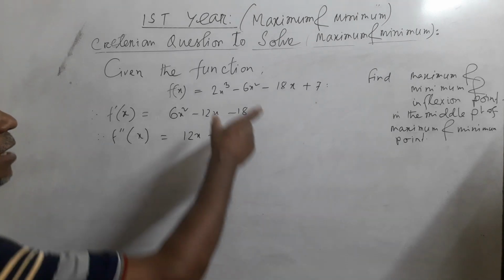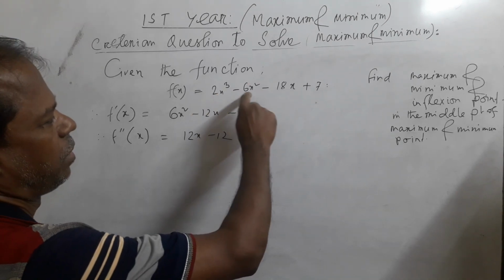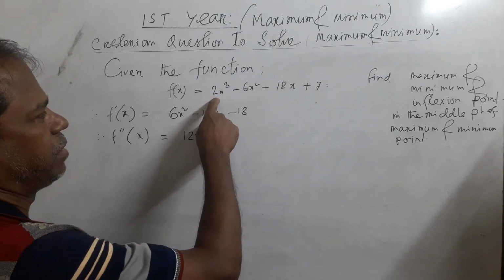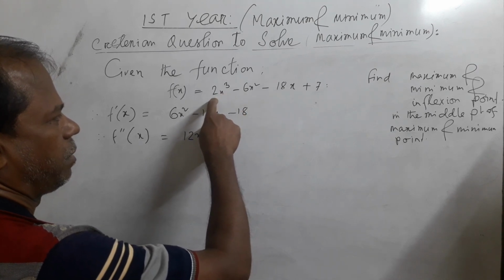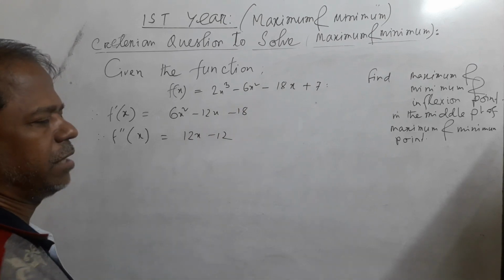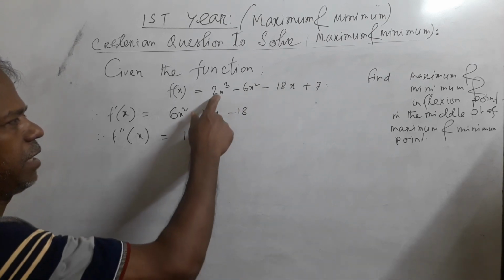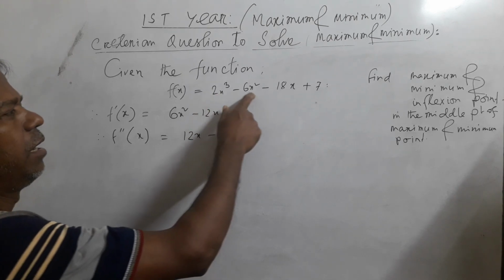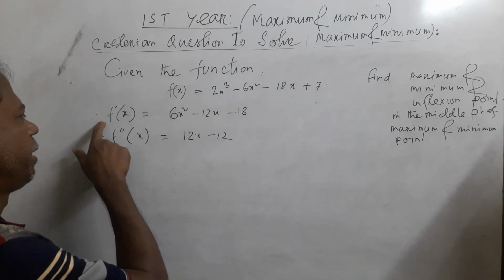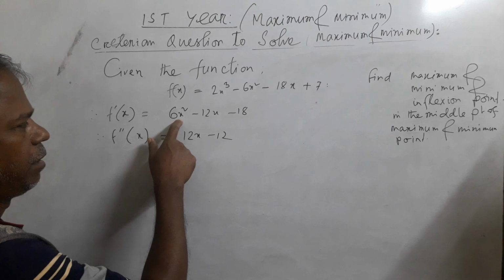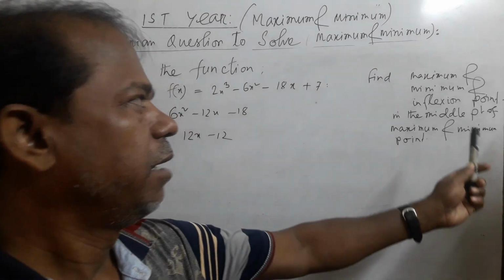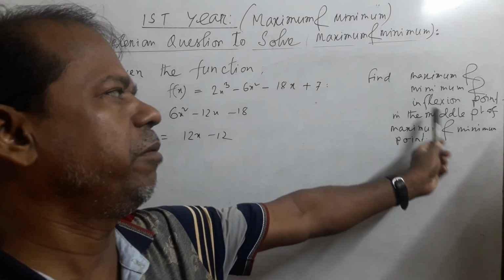So f(x) equals 2x cube minus 6x square minus 18x plus 7, and the first derivative is 6x square minus 12x minus 18, since the derivative of x cube is 3x square, of x square is 2x, and of x is 1. Therefore the double derivative is 12x minus 12. So you have to be clear about that and know the maximum or minimum point.